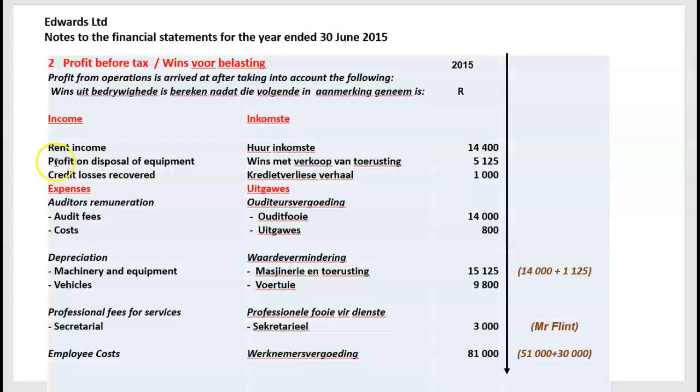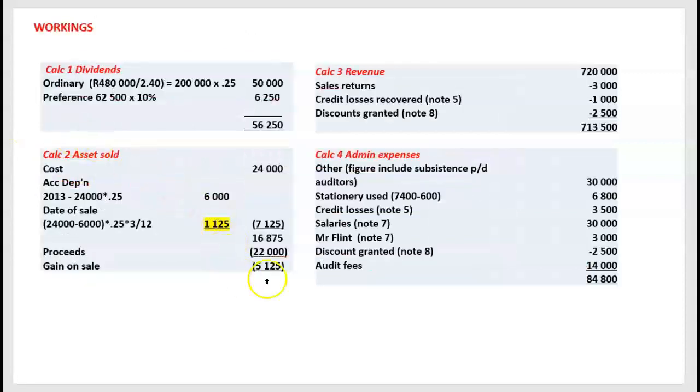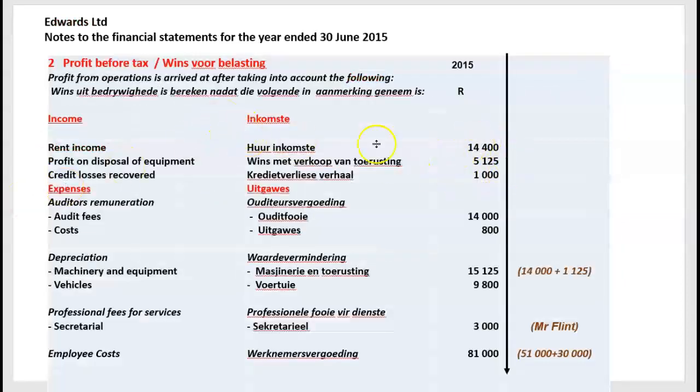Oh, I forgot about this one. Profit on the disposal of assets, that needs to be shown as well. So profit on the disposal, the 5,125 that we've worked out there, that must be shown as part of our income as well. Right, credit losses recovered, 1,000 Rand, and we have to rectify our sales figure with that amount.